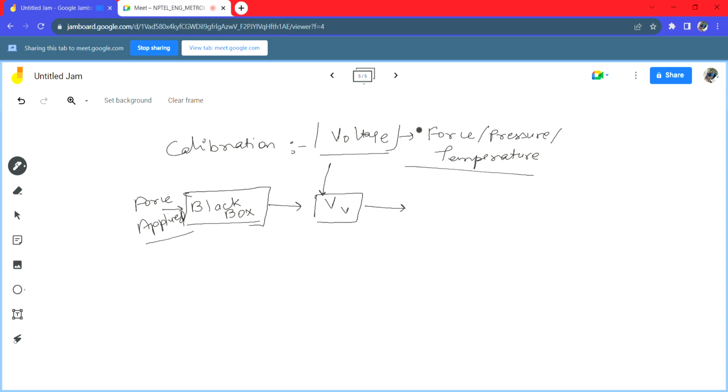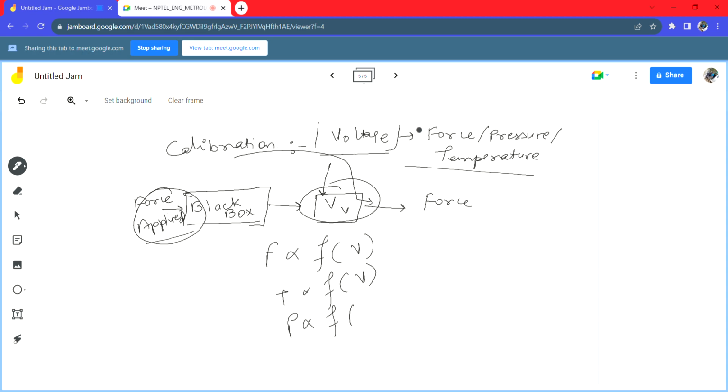Now our work is to measure this force, and we are getting the output in terms of voltages. So this is the process that we apply here called calibration, and we get the answers in terms of the force. So we say that force here is a function of the voltage V, or the temperature is a function of the voltage V, or the pressure is a function of voltage V. And when I say V and I, we will consider them to be analogous.